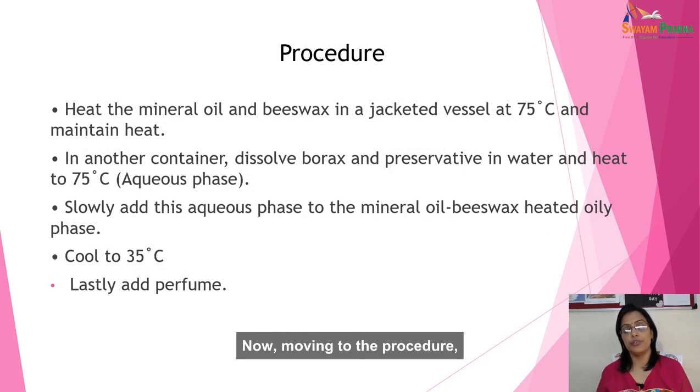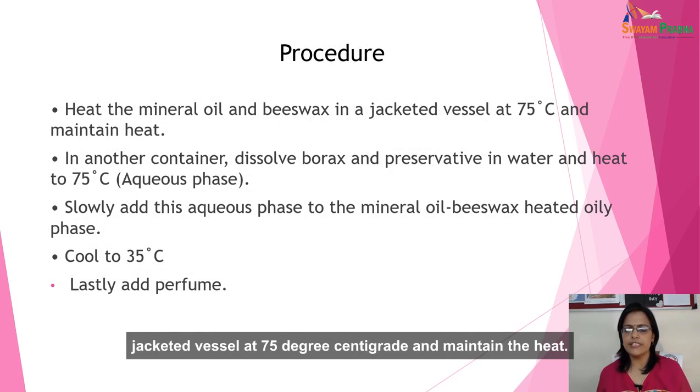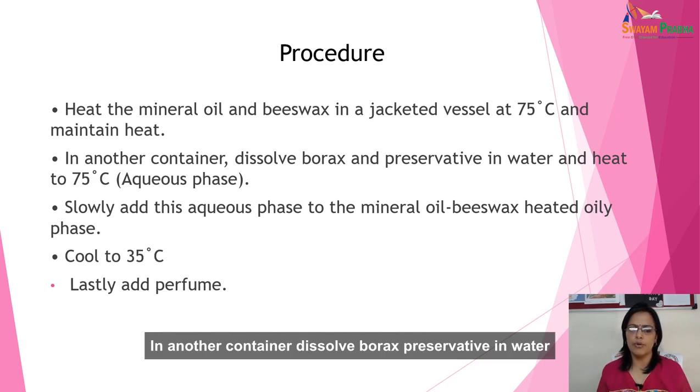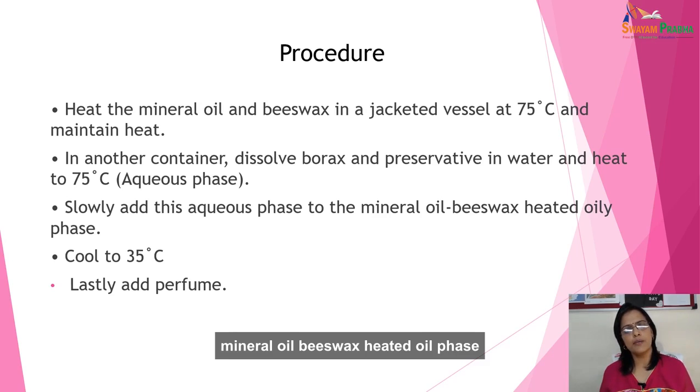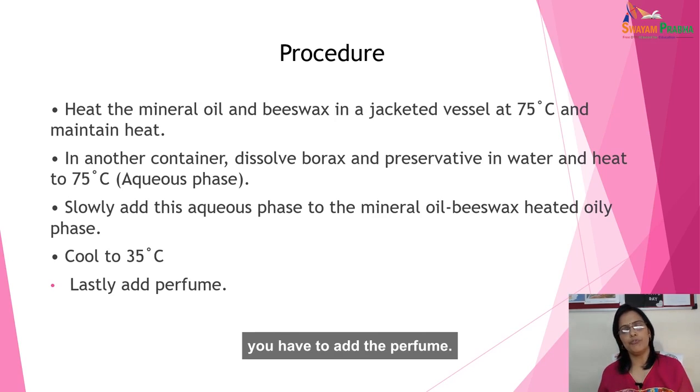Now moving to the procedure. What is the procedure? Heat the mineral oil and beeswax in a jacketed vessel at 75 degrees centigrade and maintain the heat. In another container, dissolve borax and preservative in water and heat to 75 degrees centigrade for the aqueous phase. Slowly add this aqueous phase to the heated oil phase of mineral oil and beeswax, and cool it to 35 degrees centigrade, and then finally you have to add the perfume. So this is the procedure.